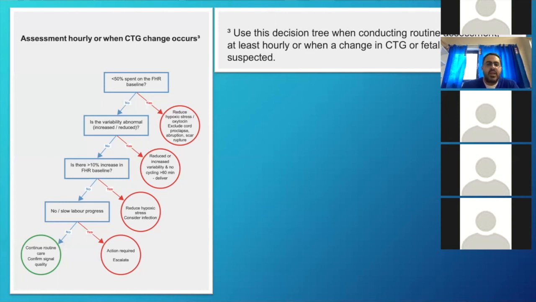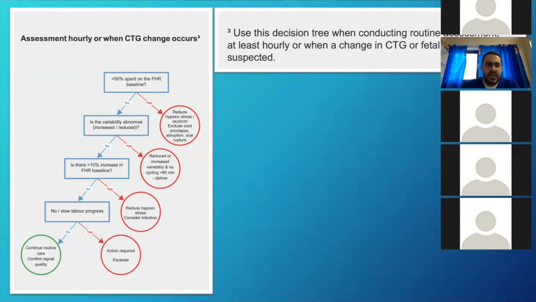Okay. So remember, what we just said is that we are trying to make sure that this baby is fine. We're not assessing to make STAN happy or to make a CTG trace look nice. We are making sure that this baby is fine. So what we're trying to do is get this baby through safely, and avoid reaching the point where STAN starts alarming.